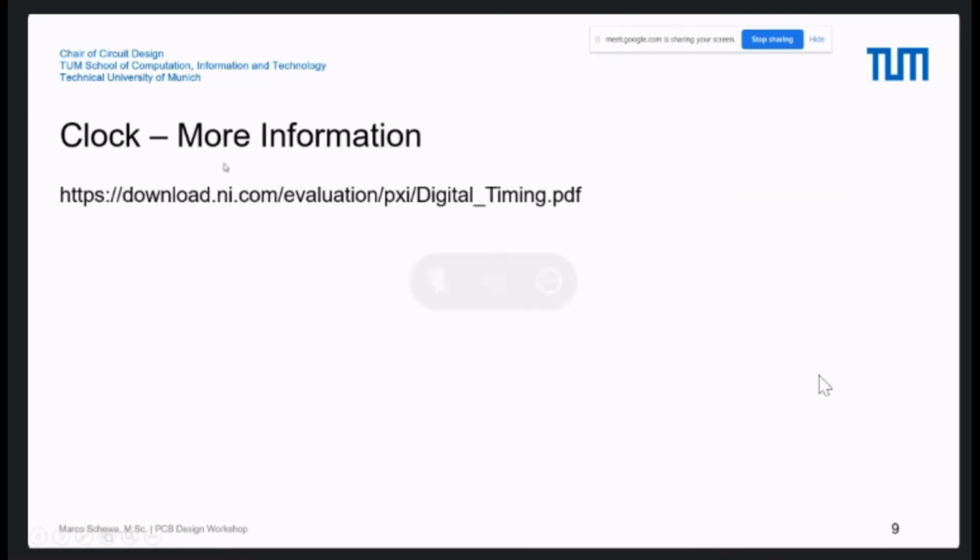And if you want more information about digital signals, you can go to this site here. There's a PDF about digital signals, with each definition and a little bit about eye diagrams and so on. So maybe this is very interesting for you.